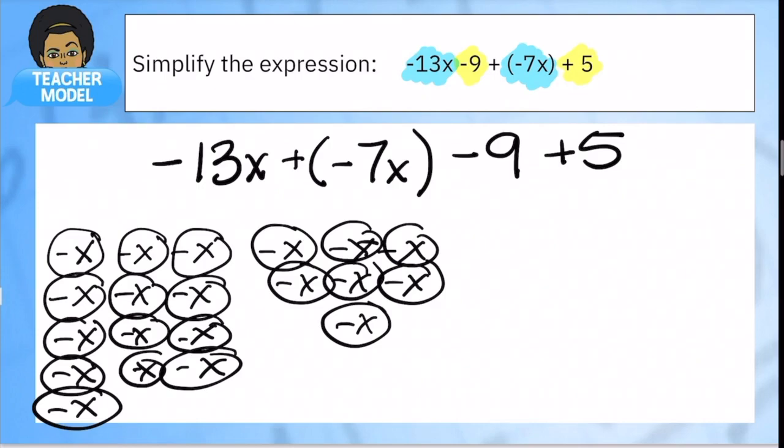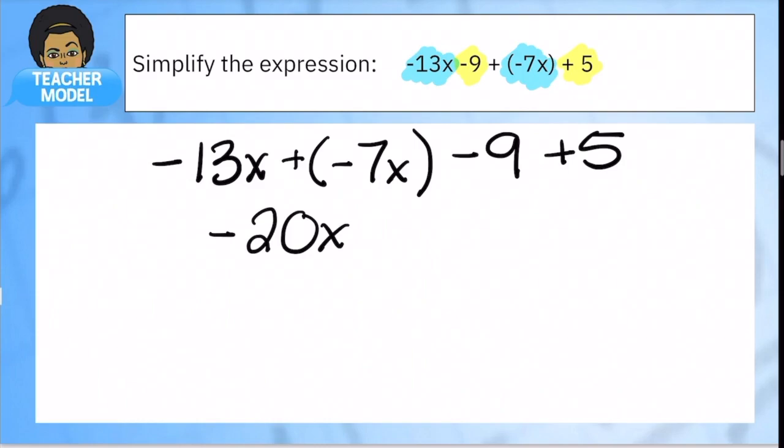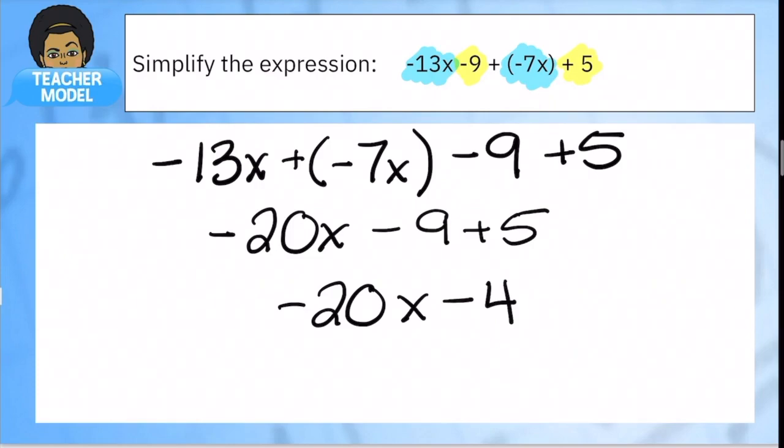Okay, so they're the same. So imagine I have 13 in one pile, I have 7 in another. If you put all of these together, I'm just going to have 20 of them. I just have more negatives. This is negative 20x. And now I have negative 9 plus 5. We know how to do those, we did this in the very first unit. So negative 9 plus 5 will give us negative 4. So negative 20x minus 4.